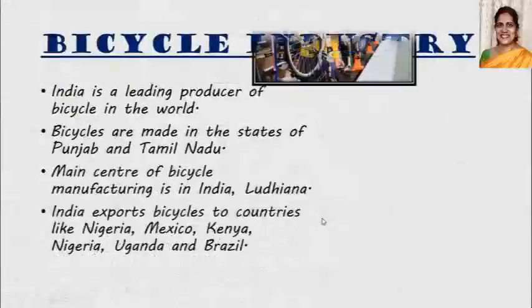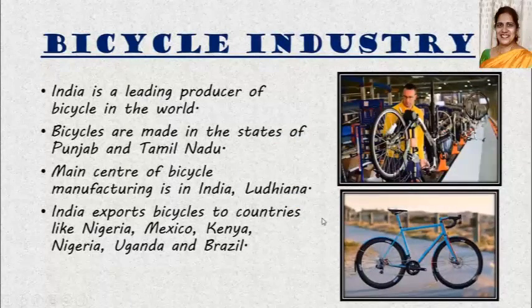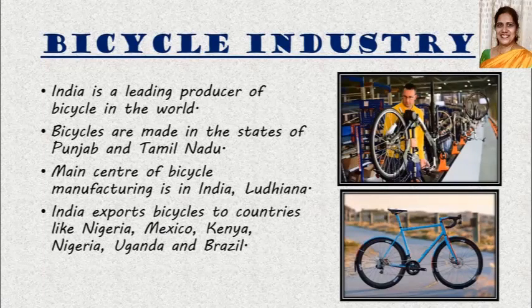The bicycle industry. India is a leading producer of bicycles in the world. Bicycles are made in the states of Punjab and Tamil Nadu. The main center of bicycle manufacturing in India is Ludhiana, and our country exports bicycles to other countries like Nigeria, Mexico, Kenya, Uganda, Brazil. In today's COVID times, there's a blessing in disguise. You can see many people using bicycles either for exercise or to get to their workplace.